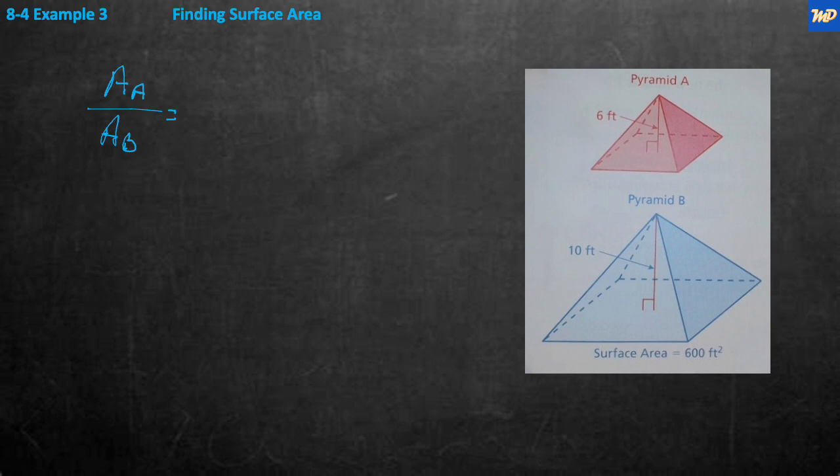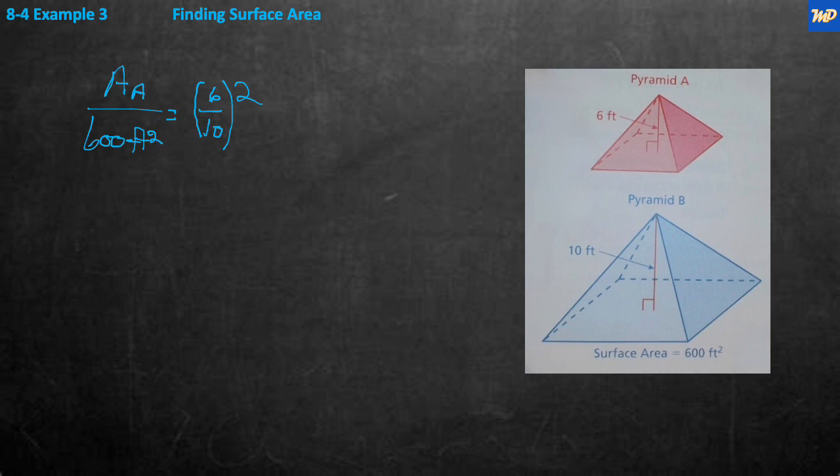Then we're going to take the ratio of A over B. So we've got A, 6 feet, divided by 10 feet, and we're going to square it. Also, I should have put it in, the surface area of B, I can erase it and put it in actually. The surface area of B is 600 feet squared.